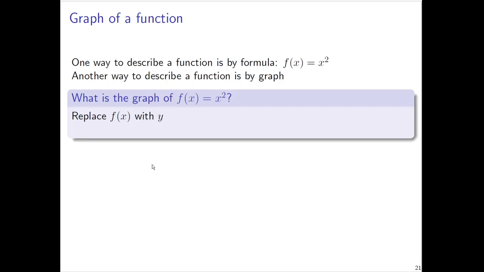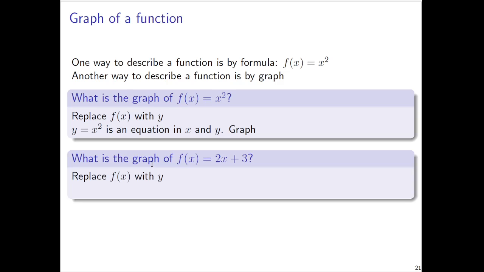So first of all, let's just look at the function we were given by formula, f of x equals x squared. What is the graph? To get the graph, you should replace f of x with y. So we've got f of x equals x squared up at the top. Replace the f of x with a y, so you have y equals x squared. And that, y equals x squared, is an equation in x and y. We've talked before about equations in x and y, and those things have a graph, so you'd graph that.